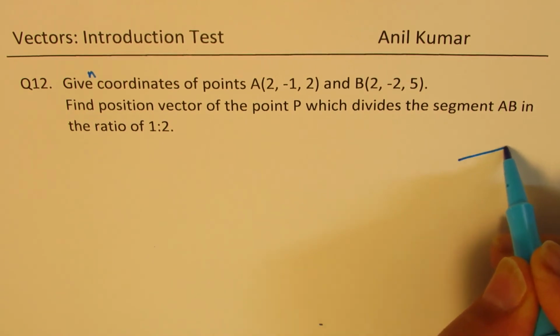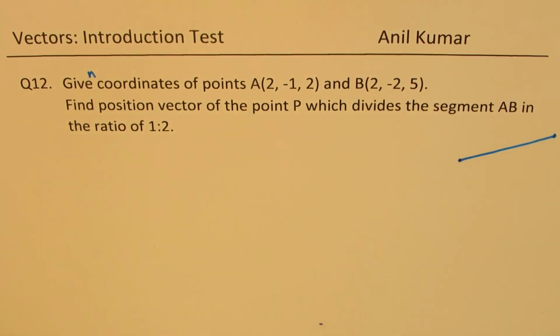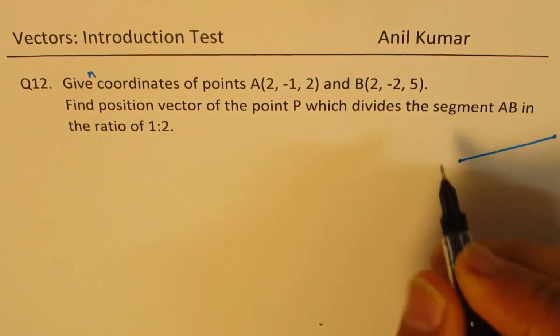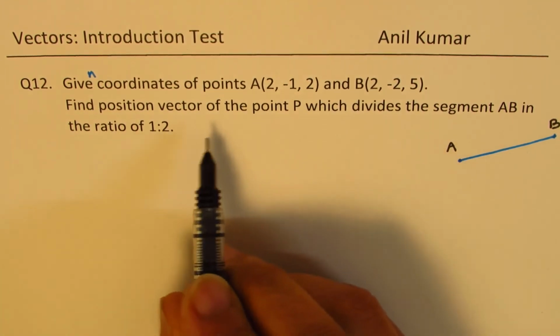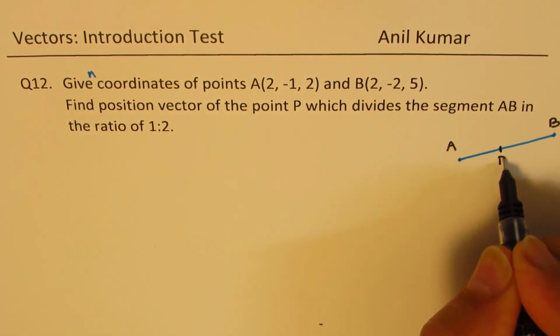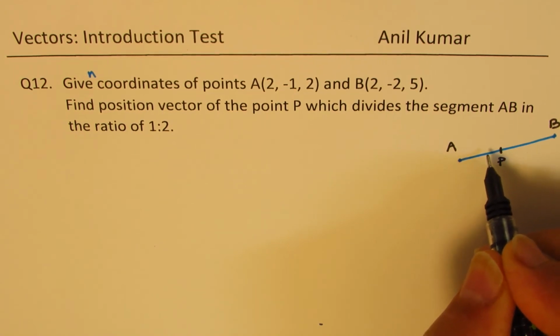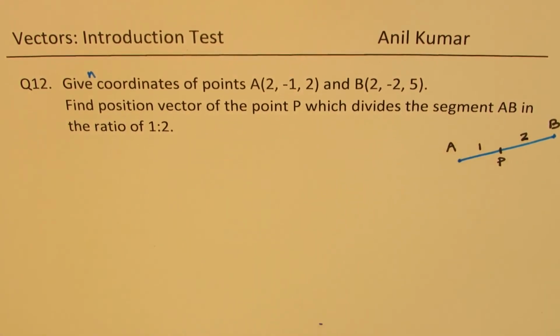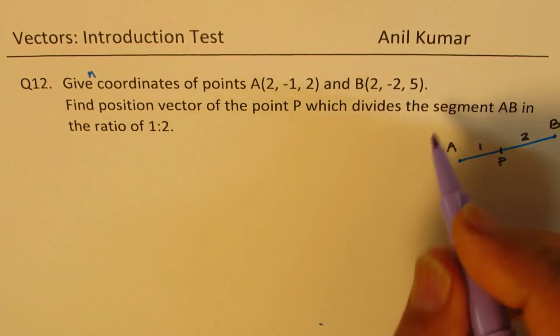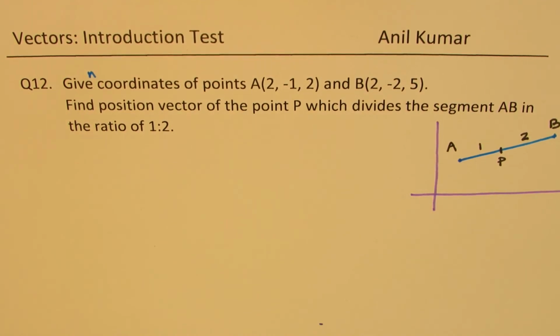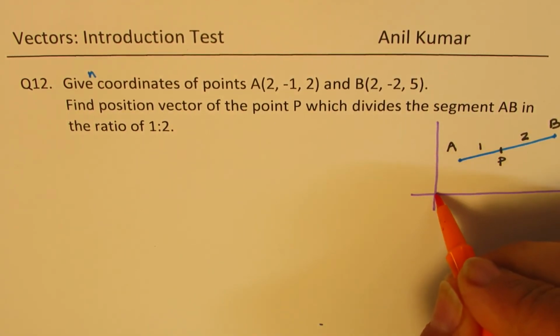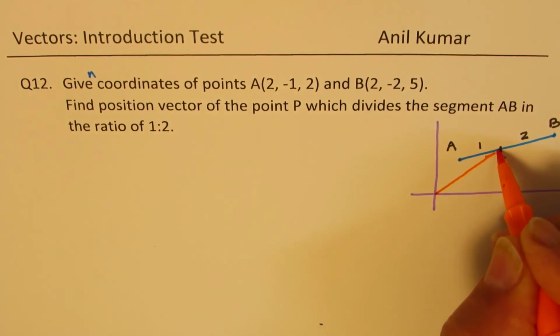Now let's try to understand the situation, right? This is just an illustration to help us answer the question. Let's say the points A and B are given here on the segment, and we have a point P which divides AB in the ratio of 1:2. So that is the situation given to us. We need to find the position vector of this point P. So that really means that on a coordinate plane, it looks something like this. We want OP. This is what we are interested in finding. Clear?